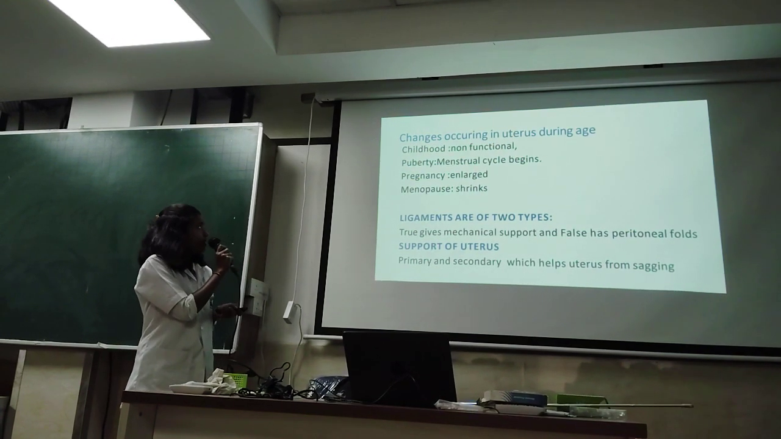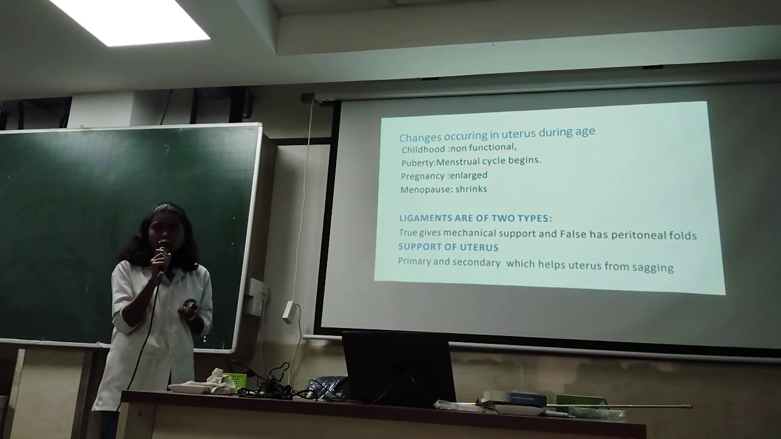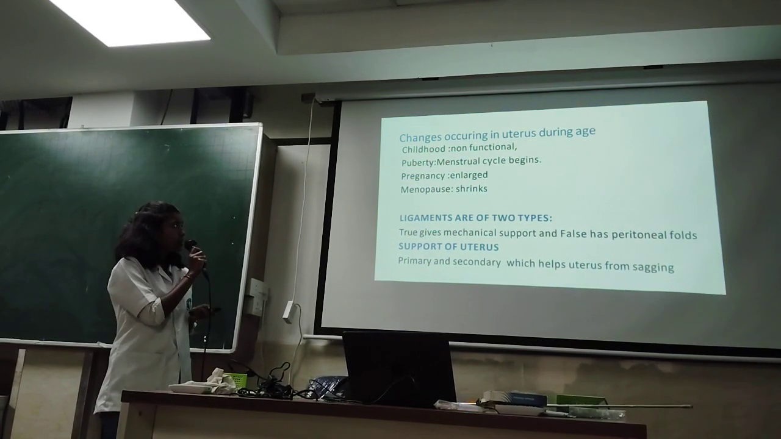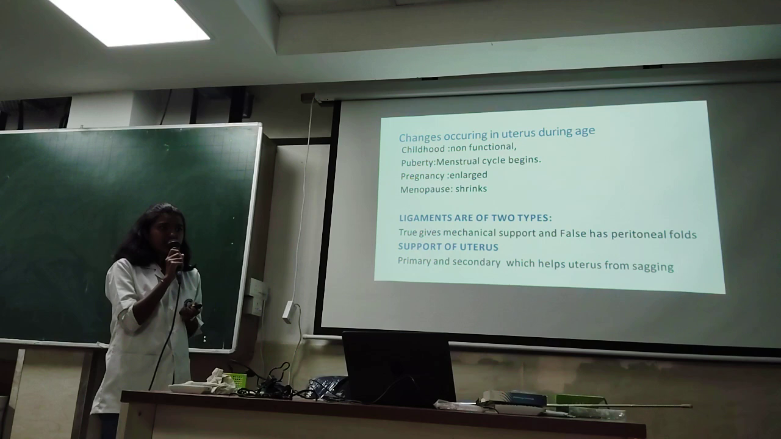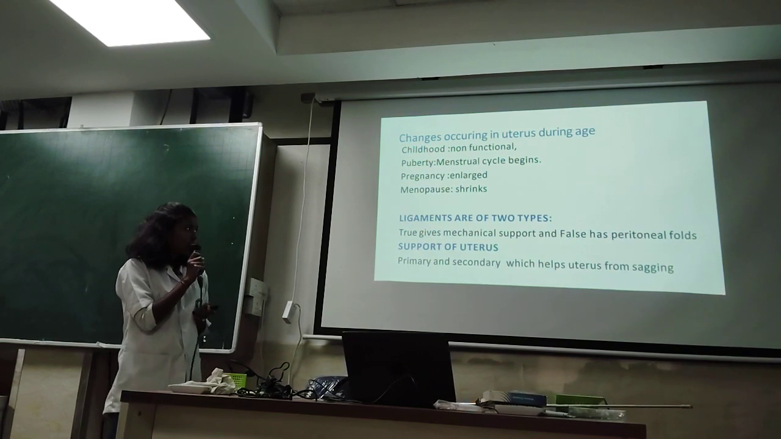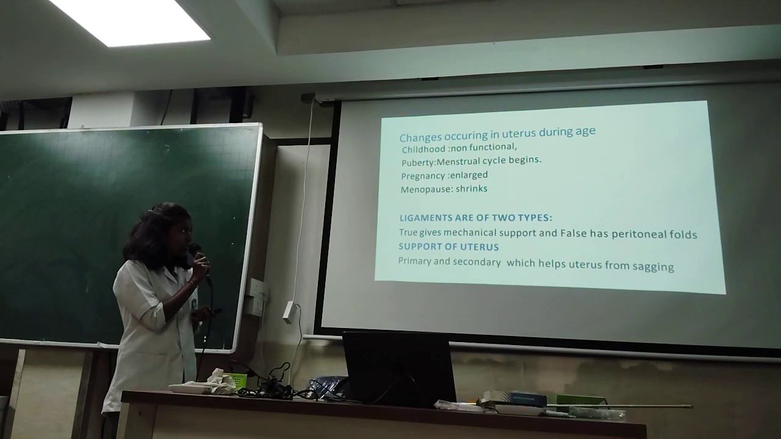Then let's see about the changes occurring in the uterus during age. In childhood, it is non-functional. During puberty, the menstrual cycle begins. In pregnancy, it enlarges, and during menopause, it shrinks. Next, the ligaments are of two types, true and false. The true ligaments give the mechanical support, and the false ligaments have the peritoneal folds.